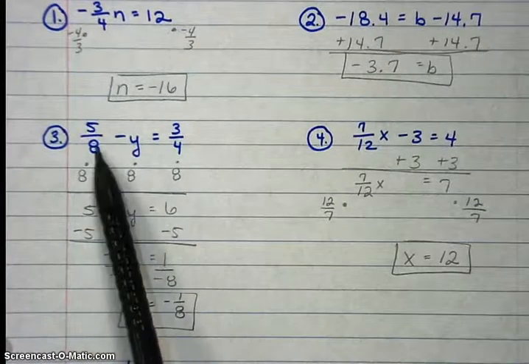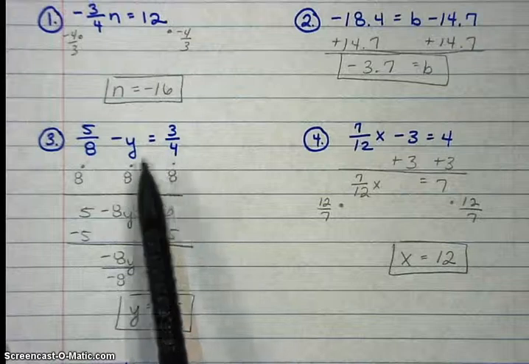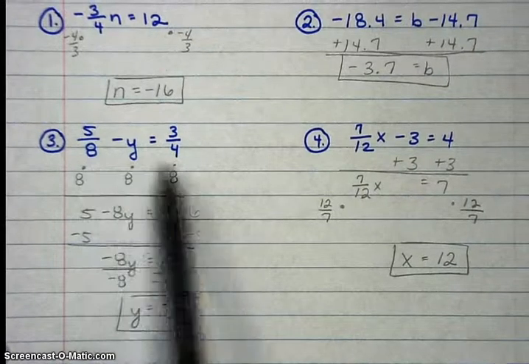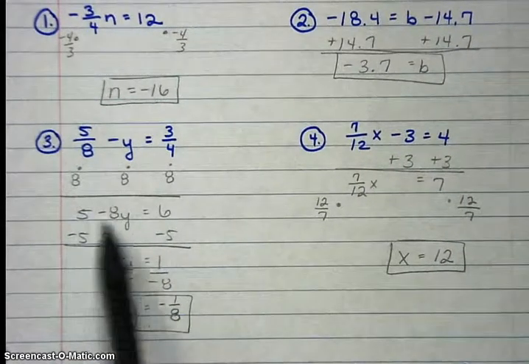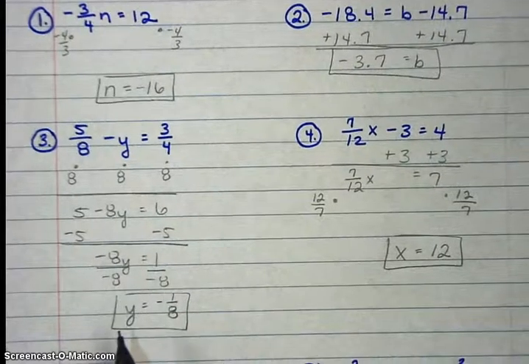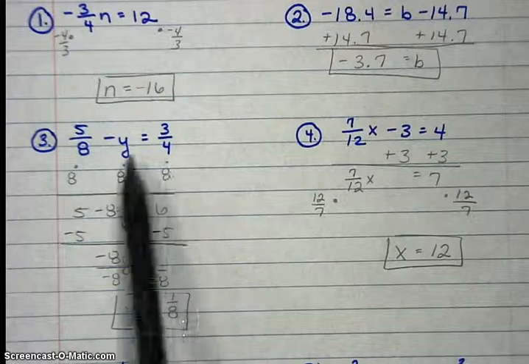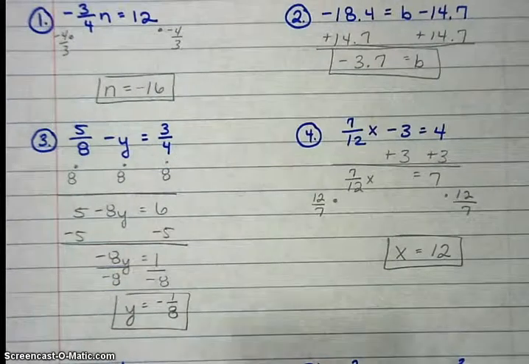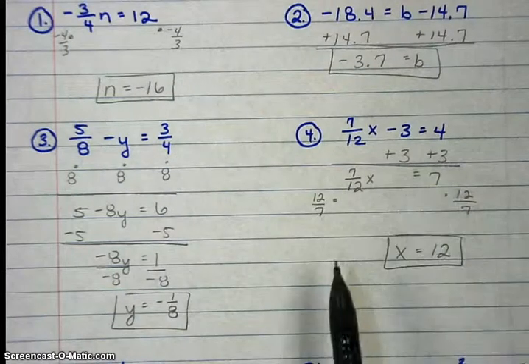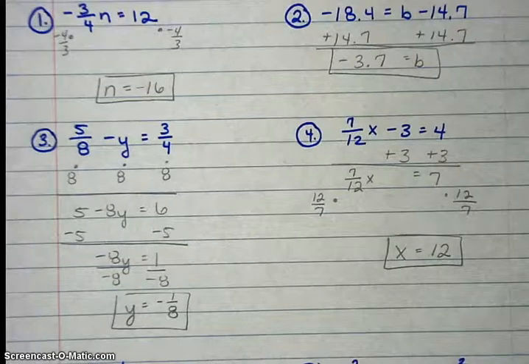So I multiplied every single term by 8 because that's the LCD, or the least common denominator, between 8, 1, and 4. When I did that, I got 5 minus 8y equals 6. Subtract the 5, divide by negative 8. This will work just as well if you subtract 5/8 from both sides and then divide by negative 1. Number 4, I added 3 to both sides, then multiplied by the reciprocal, 12 over 7, giving me x equals 12.